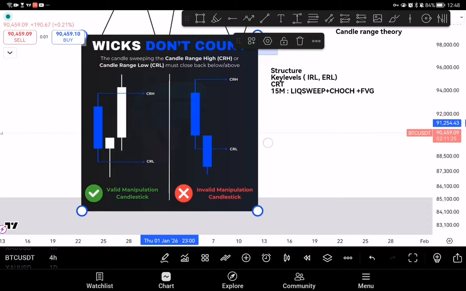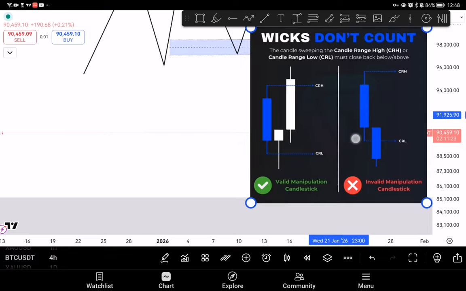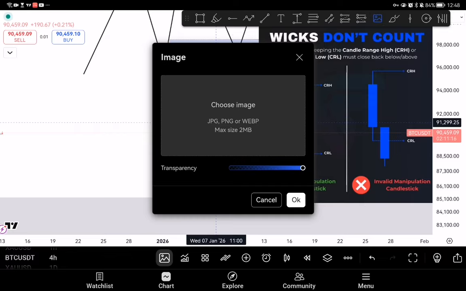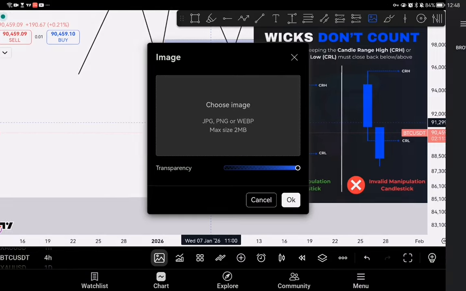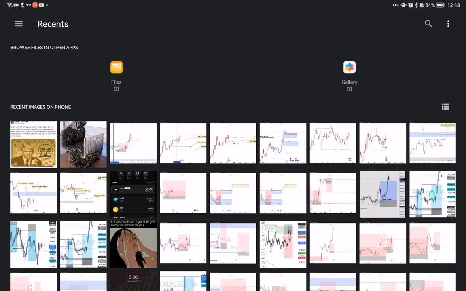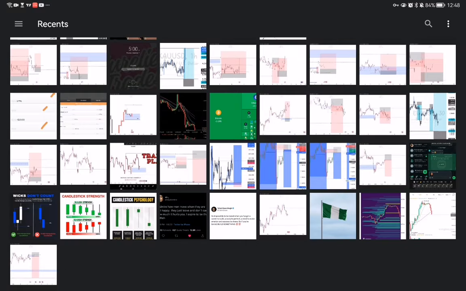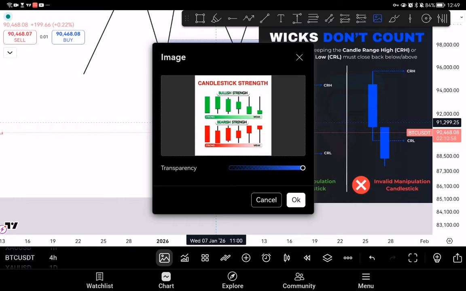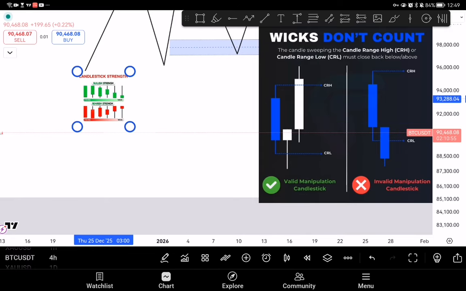Now, I'm going to bring another image, and for this image, we are going to talk about candlestick psychology, because I've noticed that candlestick psychology is very, very important when I'm trading my strategy. Why do I say it's important? The reason is that it literally gives us information about what the market is about to do next, basically.